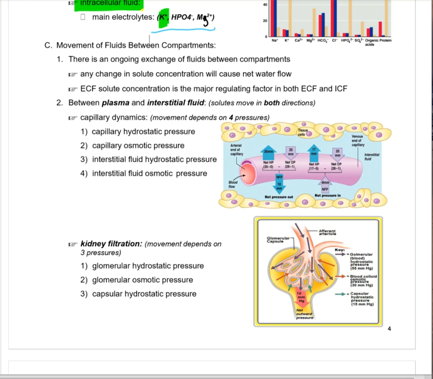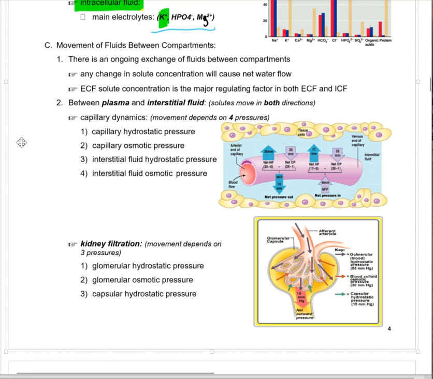The extracellular fluid solute concentration is the major regulating factor for both. And that makes sense because blood plasma is getting nutrients and liquid from our digestive system, and then it's transferring that from the blood into interstitial fluid, and then it's transferring what needs to go from there into the cells. So plasma and interstitial fluid solutes can move in both directions, and this is using capillary dynamics.